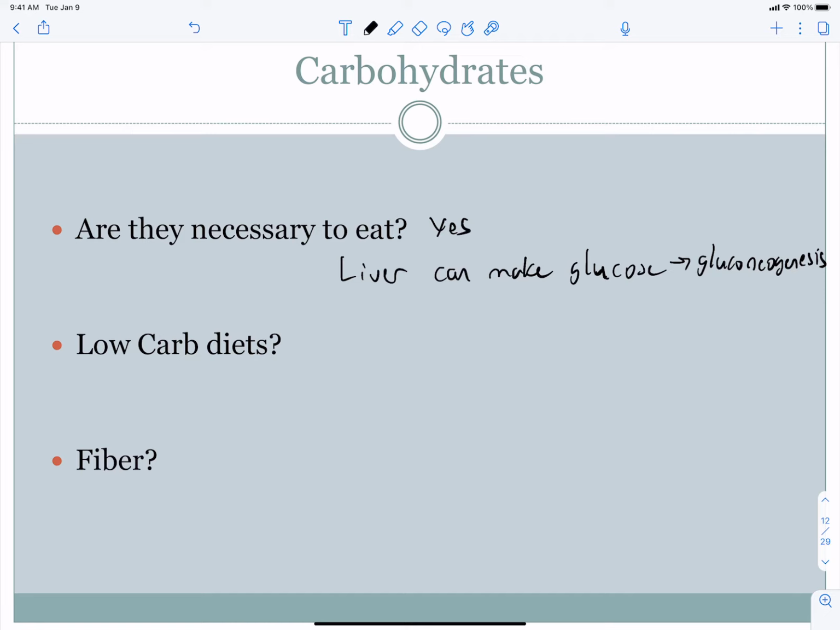So what about low-carb diets? With low-carb diets, you need to be high in fat. And that's because, just as I showed you, it's going to contain the carbon skeleton necessary to compensate for the amount of glucose that you're losing from not eating the carbohydrates. So the fat can be used by the liver to make glucose. And what about fiber? Fiber is not going to be digestible except for your microflora.